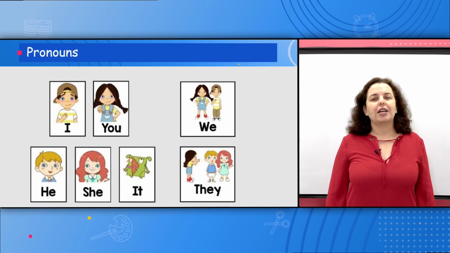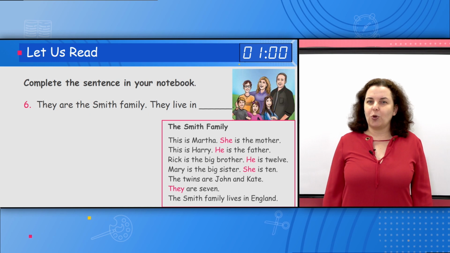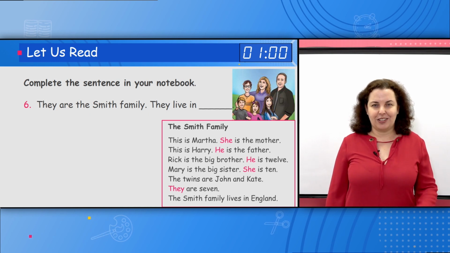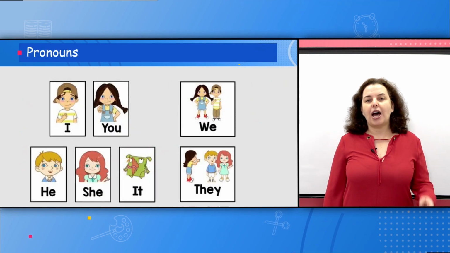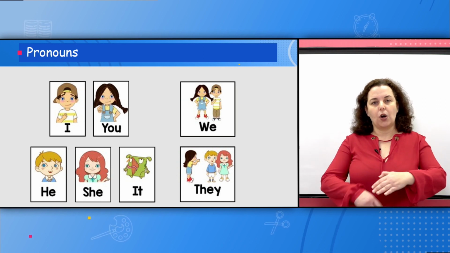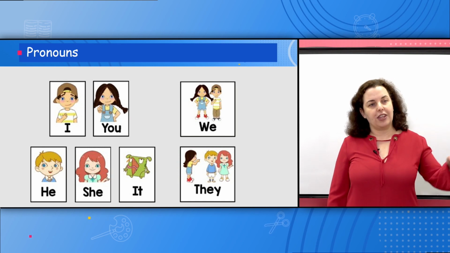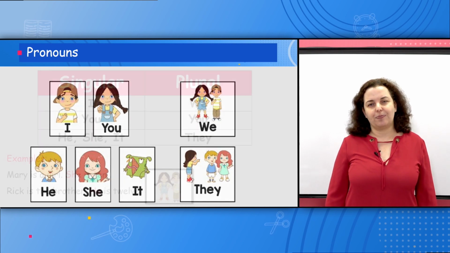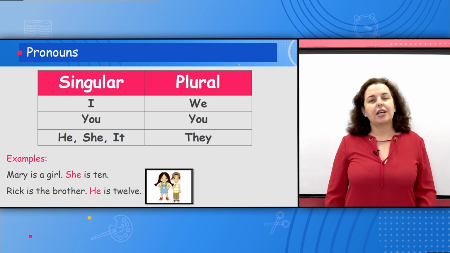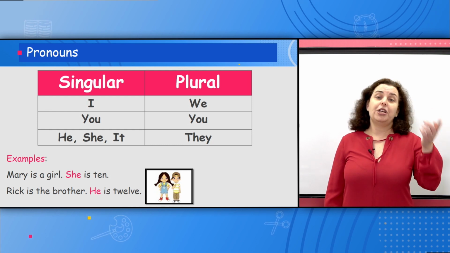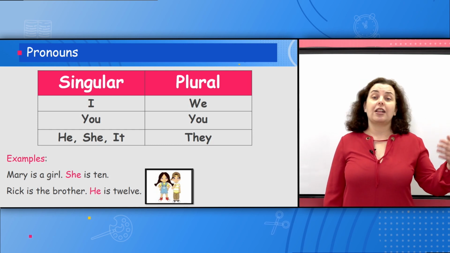Let's look at these pronouns. Do you remember in the text here, I put words in pink? Why did I put words in pink? I love the color pink, but it's not only that. The words in pink are pronouns. Let's look at them. I, you, we, he, she, it for things, and they. Singular, I. Plural, we. Singular, you. Plural, you. Doesn't change. Singular, he, she, and it changes to plural, they.